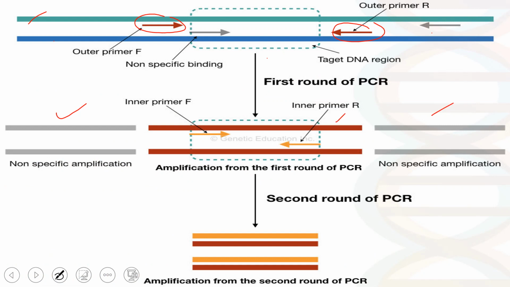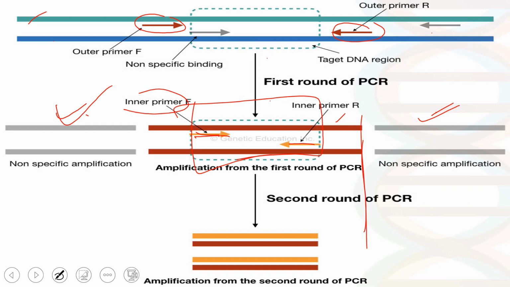So we have got 3 different kinds of DNA product. This is one product, this is the second product, this is the third product, but this is after the first round of PCR. But when we use the second round of PCR with the inner set of primers, they will not bind in this case; they will only bind within the target region. So in the second round of PCR, only this fragment of DNA will be amplified.